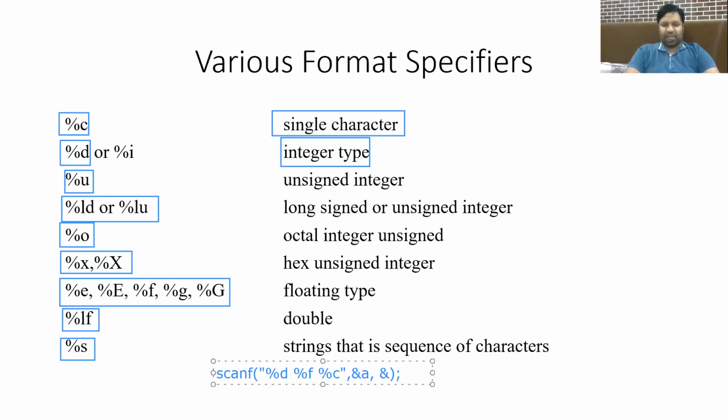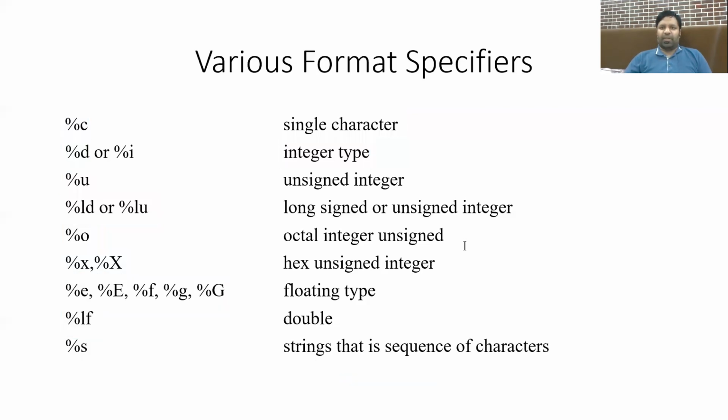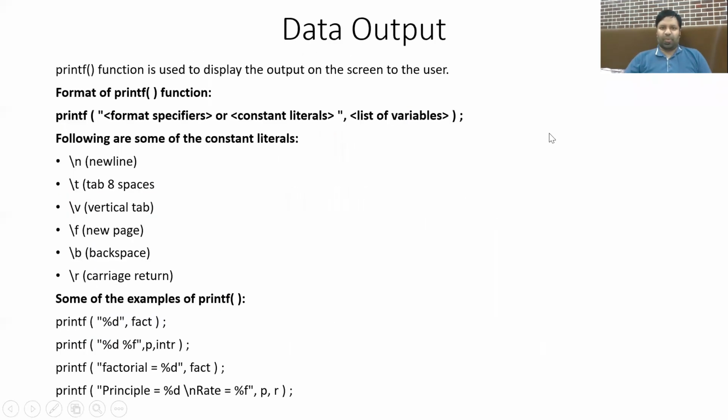Next is &b, that means b is of float type, and the third one is c. Now for accepting the input of a character variable, there is no need to use the ampersand symbol, as with an array, or even if you use it, there is no problem. So you can write it something like this. If you want to accept any other data type, then you just need to remember the format specifier and then you can accept the input. So this is how we can accept the input from the user in the C programming language.